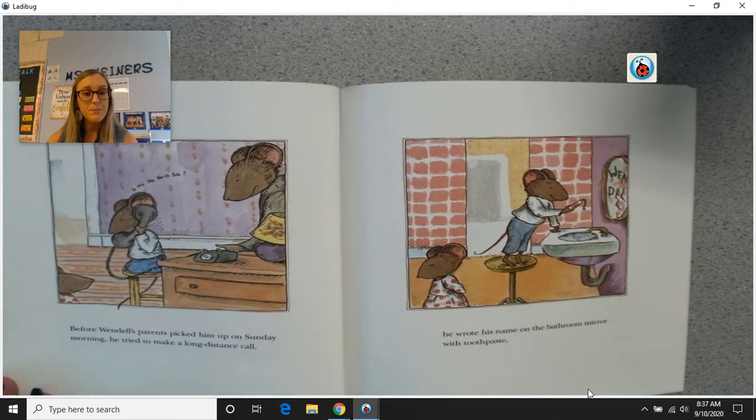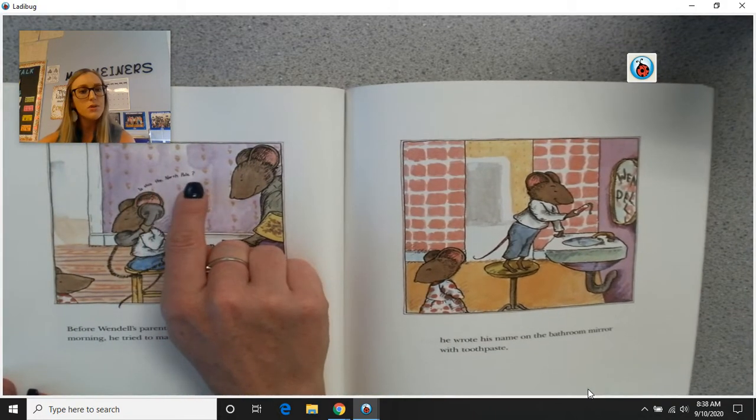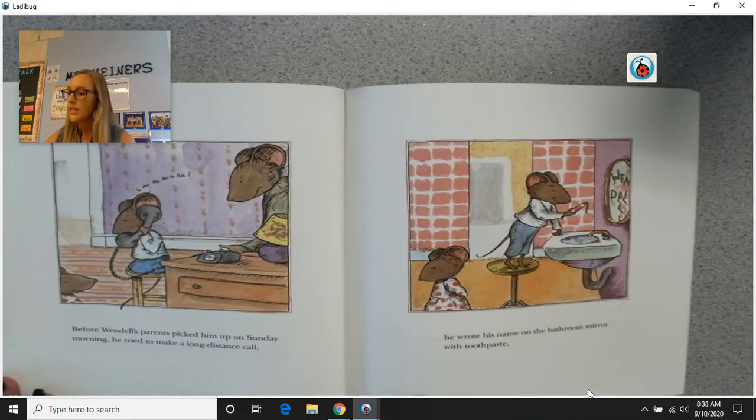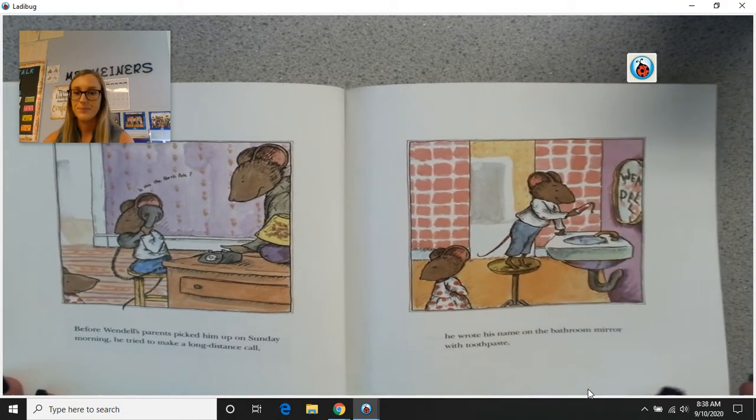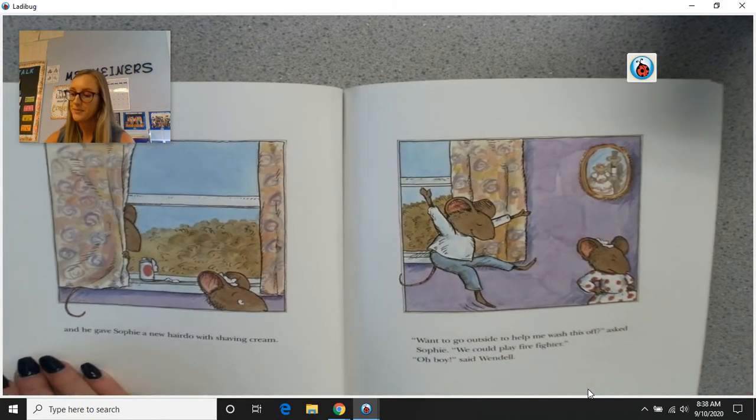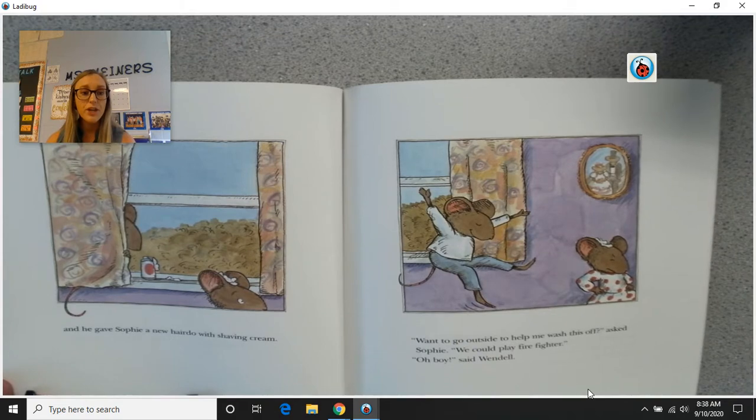Before Wendell's parents picked him up on Sunday morning, he tried to make a long-distance call. And it says, "Is this the North Pole?" He wrote his name on the bathroom mirror with toothpaste. And he gave Sophie a new hairdo with shaving cream.